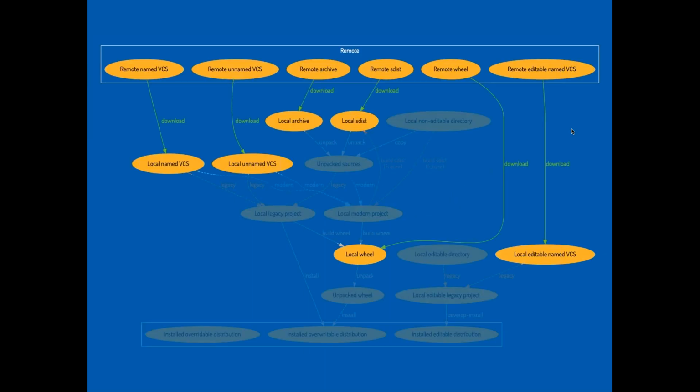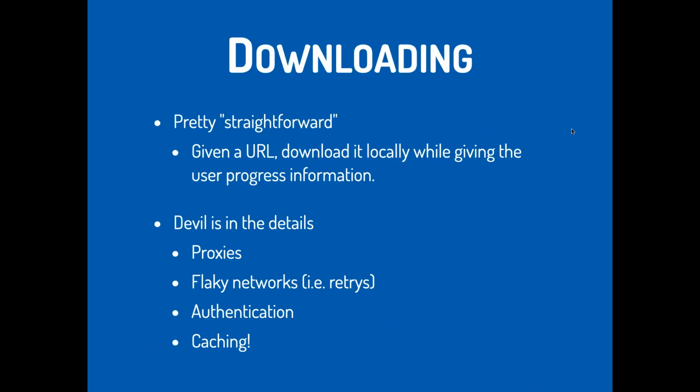Okay, so downloading. This is fairly self-explanatory. And if you look carefully at the graph, and it was not too blurred for you, there's a separate download step. There's edges that say download. And really, those are the ones that we care about when we're talking about downloading. It's fairly obvious what downloading means. It's given a URL, get it locally. And really, the devil is in the details.